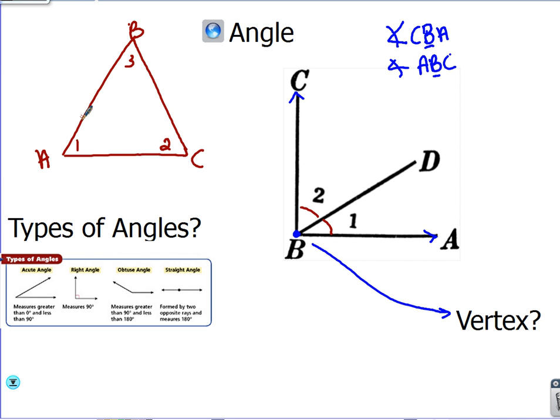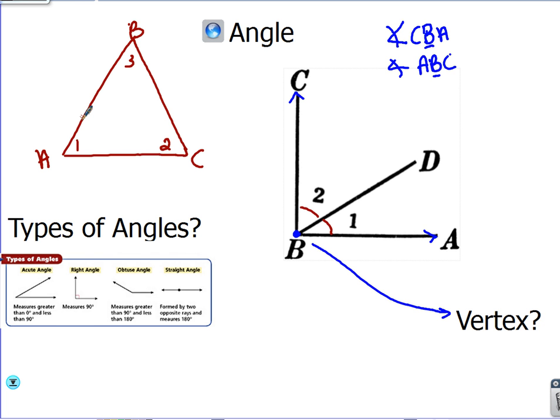What about, y'all help me with this, I'm calling y'all. Jackie, angle CAB. Angle CAB, would that be angle 1, 2, or 3? 1. So I get that. Which one did I do a while ago? ABC? No, let's do it. Carson, what's ABC?